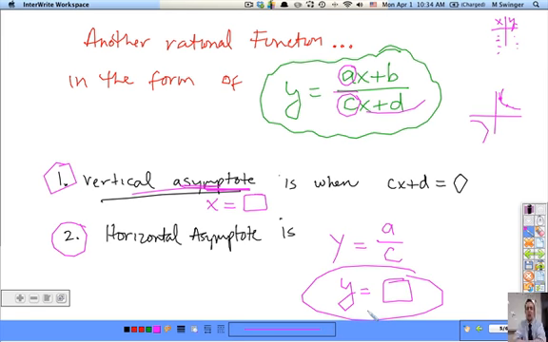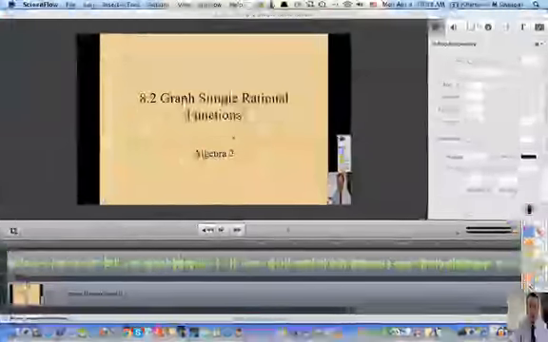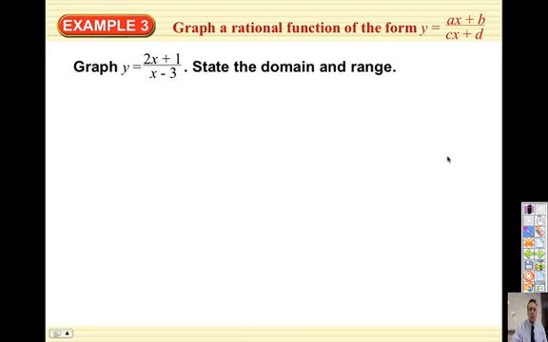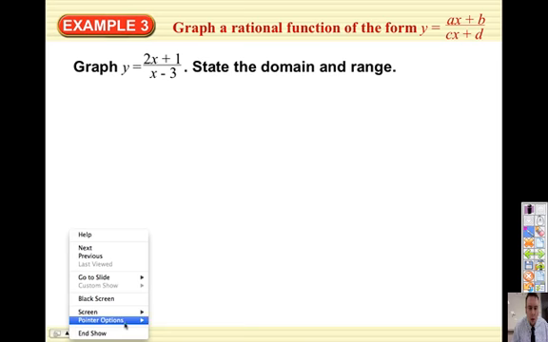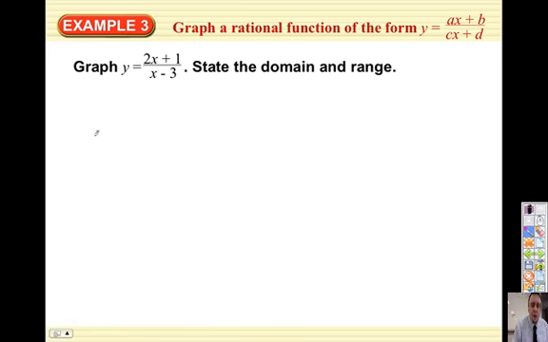So let's try one quick and then see what happens. Here we go. So, example 3. Last one. There is one more, but I'm just going to go up to example 3. It says graph this. So as soon as I see this, I'm thinking, alright, which one is it? Is it y equals a over x? No. Is it the translated one? No. It's this one here, ax plus b over cx plus d. And then I think of my characteristics. How do I find the asymptotes?